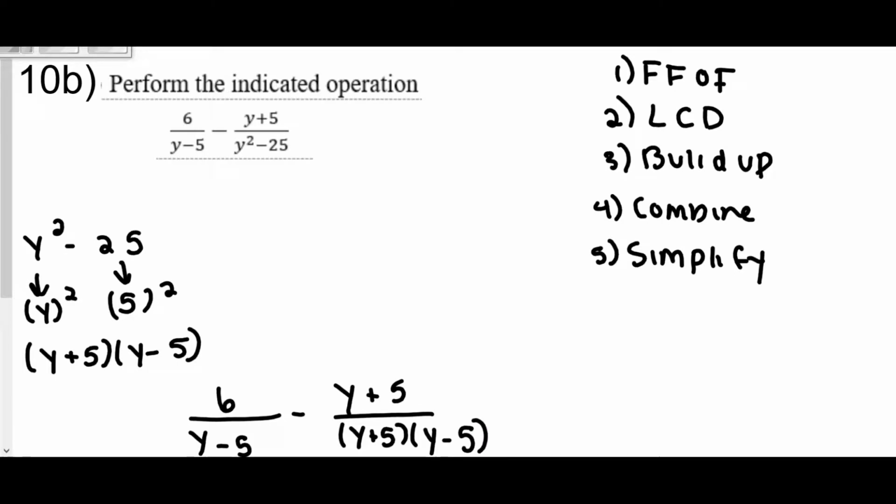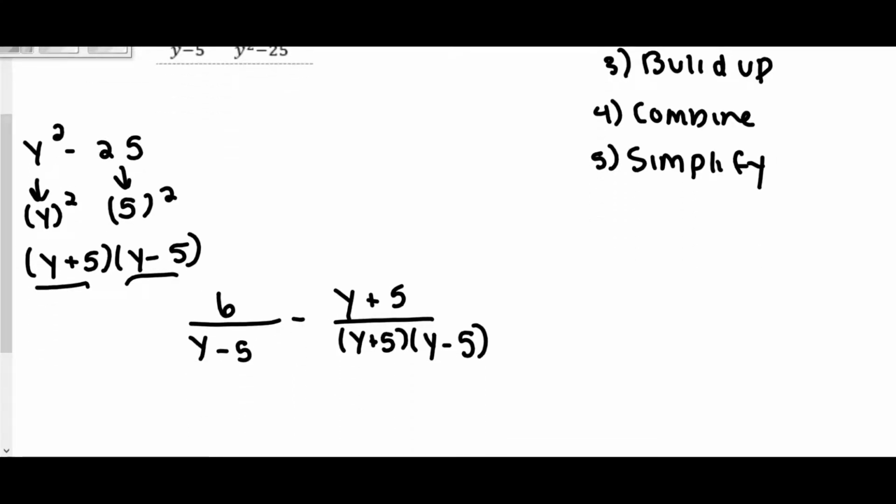(10b), perform the indicated operation. So we have 6 over y minus 5 minus y plus 5 over y squared minus 25. As always, when we're dealing with rational equations and expressions, our first step is to factor first. So I did this ahead of time. I saw that the only thing I could factor is that y squared minus 25. It's a dot, so that means it breaks up into y plus 5, y minus 5. All I did down here was just rewrite my expression in my factored form, which turns into 6 over y minus 5 minus y plus 5 over y plus 5, y minus 5.